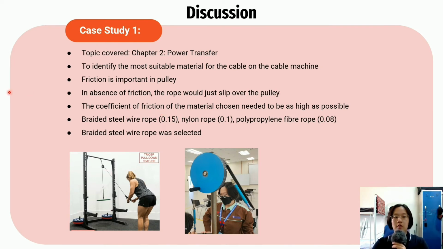In order to calculate the coefficient of friction for each material, an apparatus named the Gunt Hamburg TM220 is used. According to the calculation, the braided steel wire rope had the highest coefficient of friction, which is 0.15, followed by nylon rope and polypropylene fiber rope. For this reason, braided steel wire rope was selected.